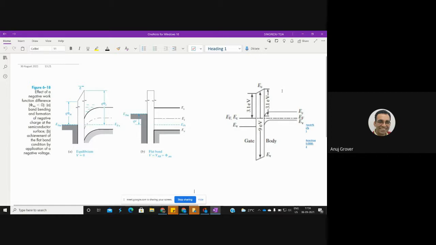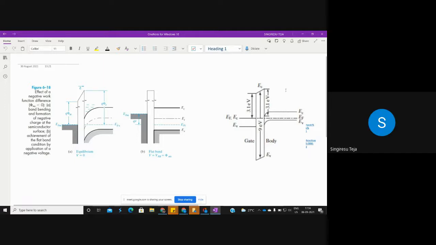So if an electron has to move from silicon to silicon dioxide, it will need 3.1 electron volts of energy. If an electron in the conduction band of silicon has to move to the conduction band of silicon dioxide, 3.1 electron volts of energy is required. That is the physics. That is the law.